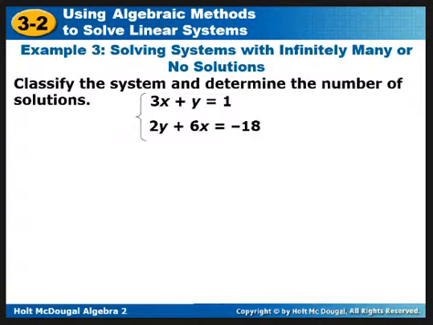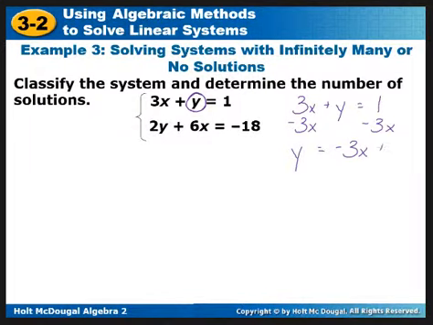Now, once we get to this point, I don't really care what method you use to try to solve these. If you want to substitute, great. If you want to eliminate, fantastic. In this case, I'm more prone to using elimination, but I'm going to use substitution for the simple fact that this one's going to be fairly easy to rearrange. So if I take that top equation and rewrite it, and solve for y, you'll notice that I'm going to get y equals negative 3x plus 1.